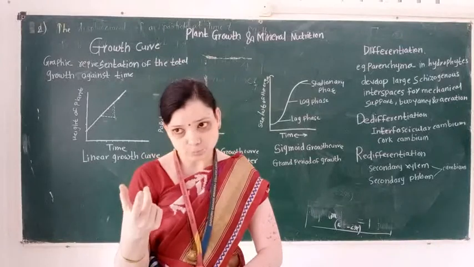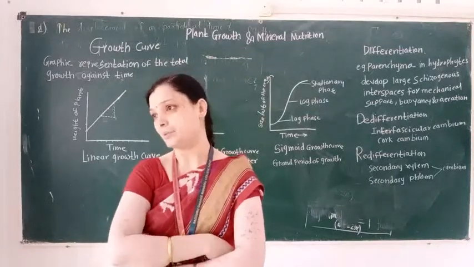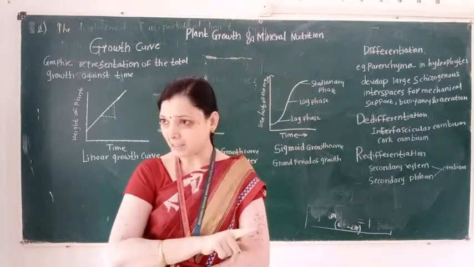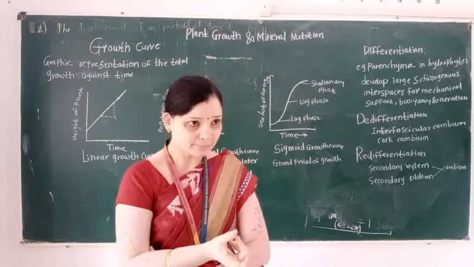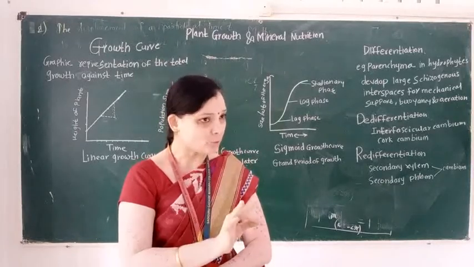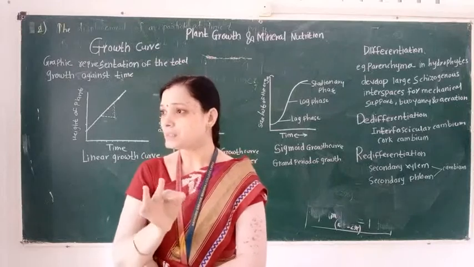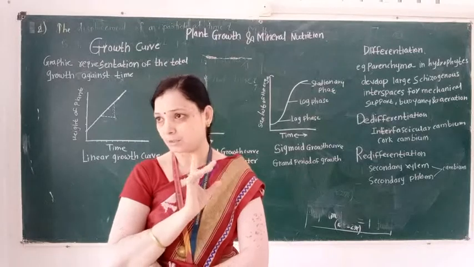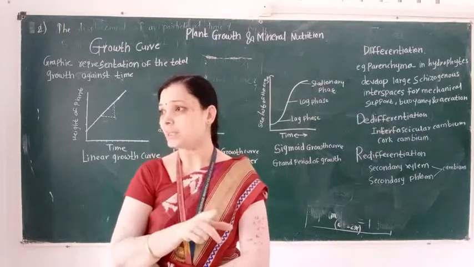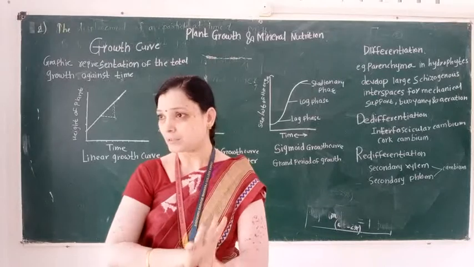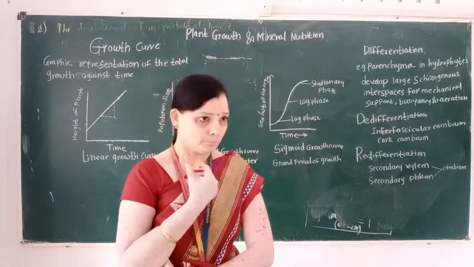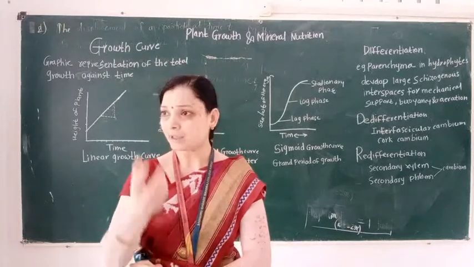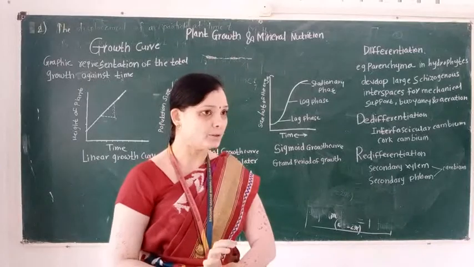This process is known as de-differentiation. Dedifferentiation means the differentiated cell becomes activated again and undergoes cell division, so formation of new cells. These changes take place in dedifferentiation. Differentiation means loss of the ability of cell division, and dedifferentiation means regain of the ability of cell division.